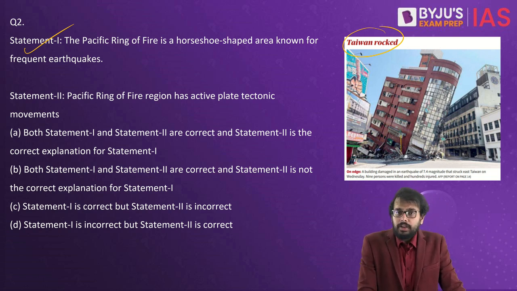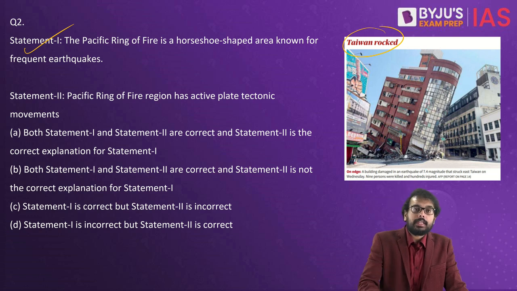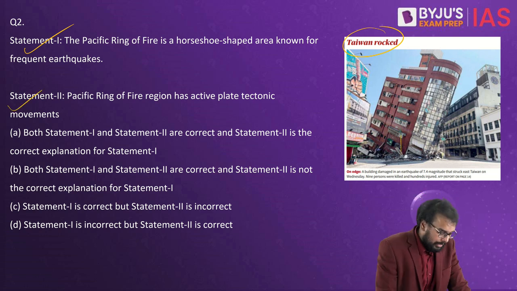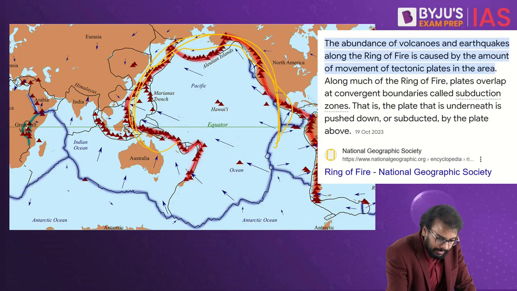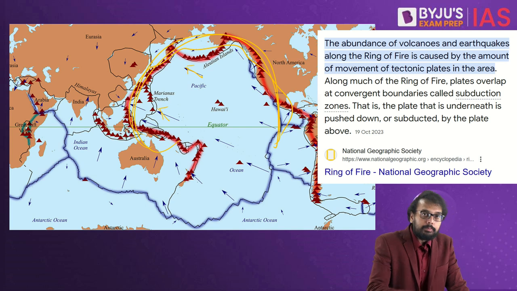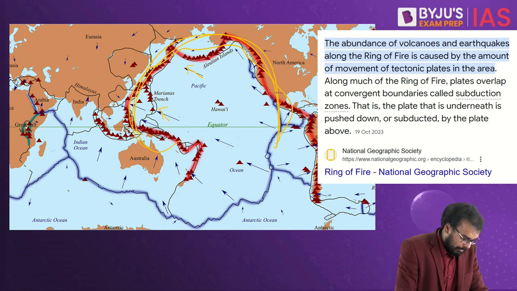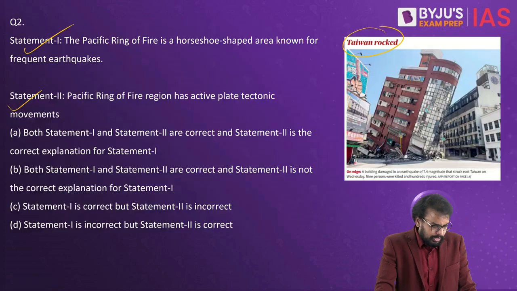Does the Pacific Ring of Fire have active plate tectonic movement? Yes, this statement is also right. So both statement 1 and statement 2 are right. If you see the direction of the plate movement highlighted in this image, there is active plate movement along the Pacific Ring of Fire, the plates are moving. So again statement 2 is right.